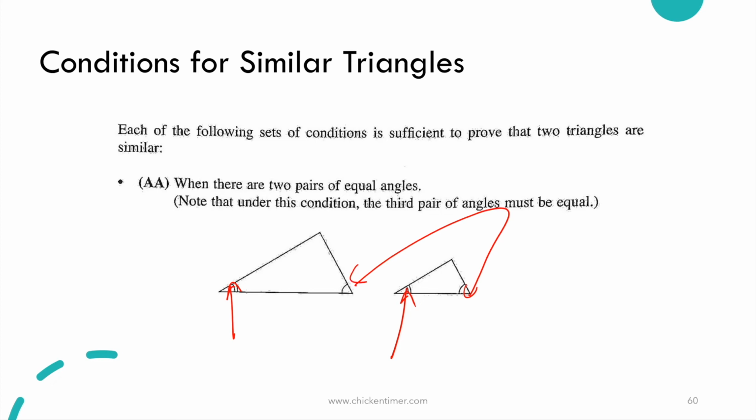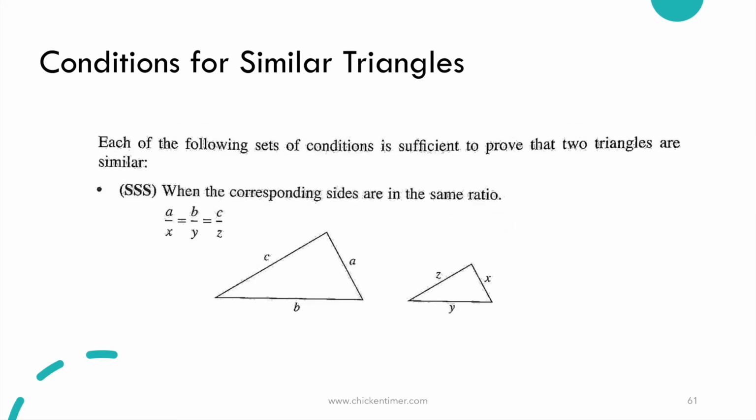Because these two angles are the same, the third pair of angles must be the same. If not, it's not a triangle anymore. So that's AA. Then the second condition that you can have, again, you see this in congruency, but they say SSS.